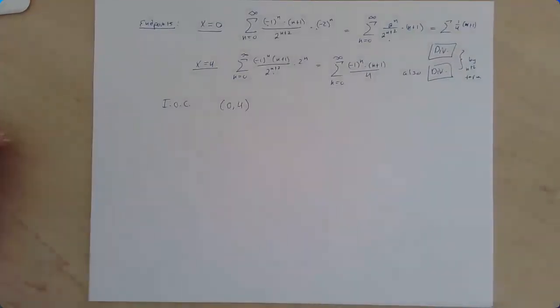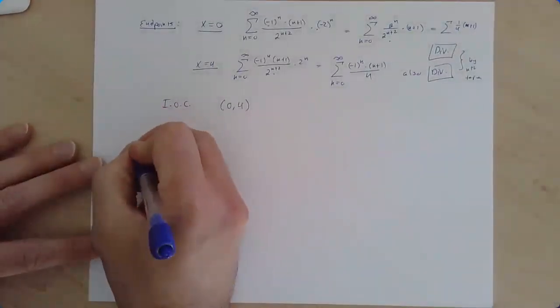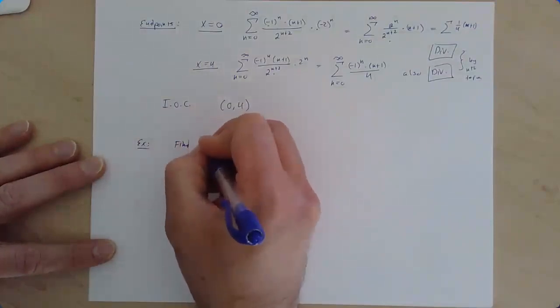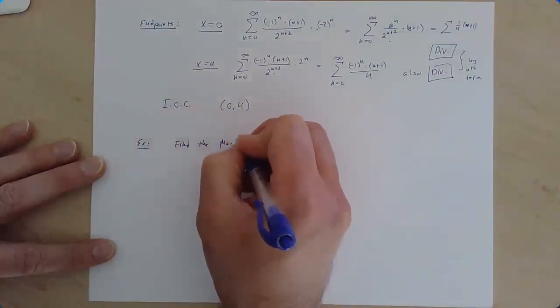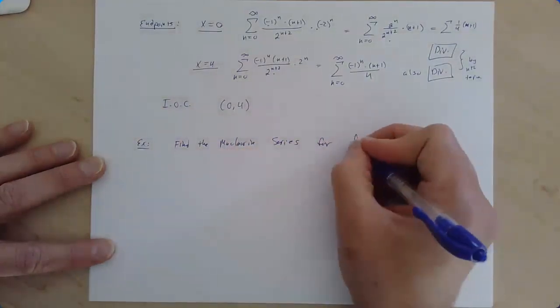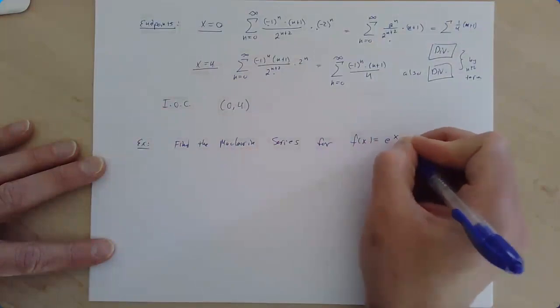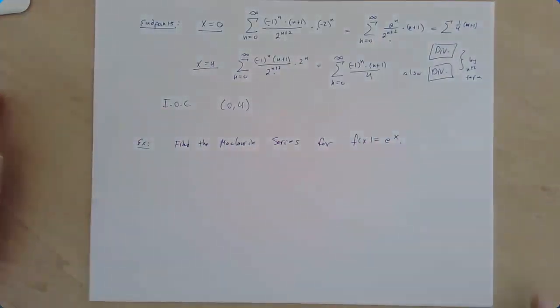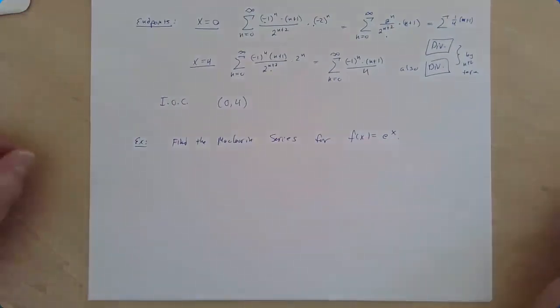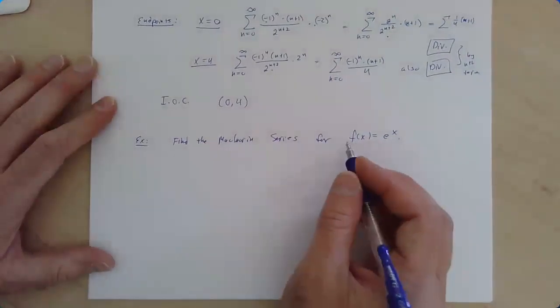So let's actually look at an example. Find the Maclaurin series for f of x equal to e to the x. This one's definitely one of the easiest ones we can do, and it's definitely one you should memorize. It's going to come up all the time. And there's a few we should memorize. We'll talk about the end here.